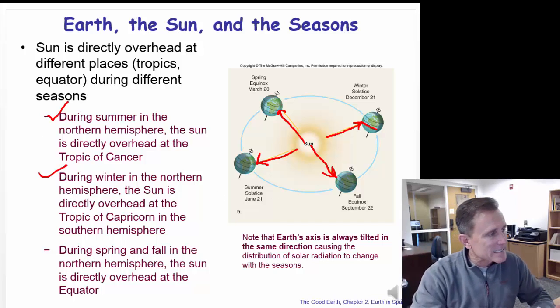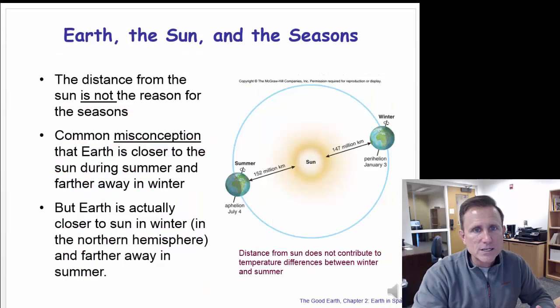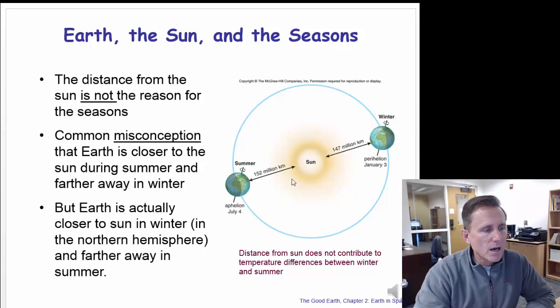Now, the sun is in slightly different locations throughout this whole process, this whole trip around the sun. We are about 92, 93 million miles away at one point, and then at our furthest about 94, 95 million miles away.